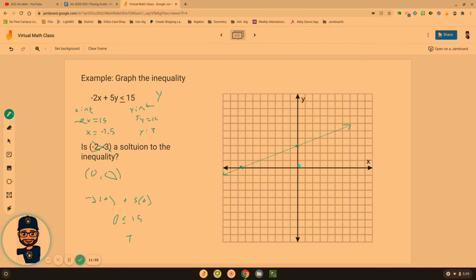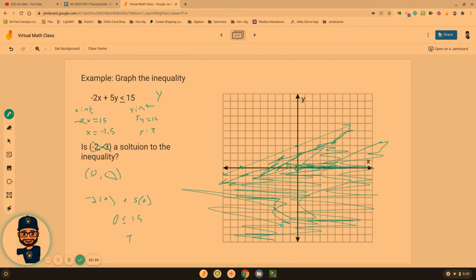That means (0, 0), this point right here, is part of the solutions. It worked. So I need to shade everything in that region that (0, 0) is part of. I need to show that all of these points down here would work. They're part of the solution set.